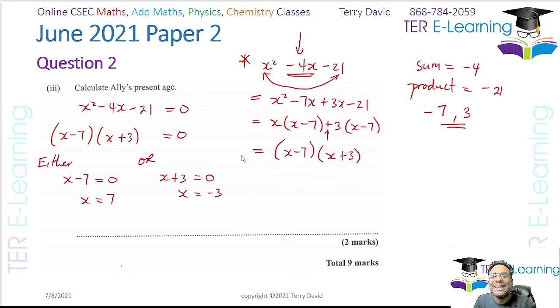But we're dealing with the age of somebody here. So we're going to reject this. You're going to reject this age. You can't have a negative age. So my answer is 7 years. That's the age of Ali. The answer is 7 years.